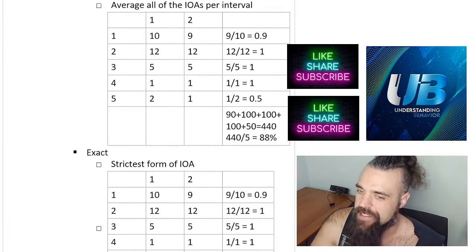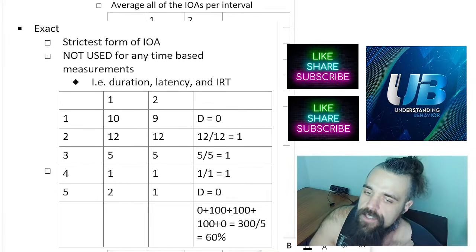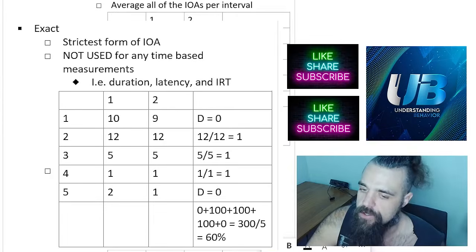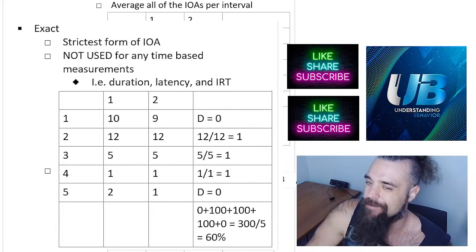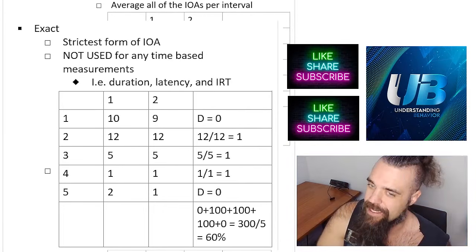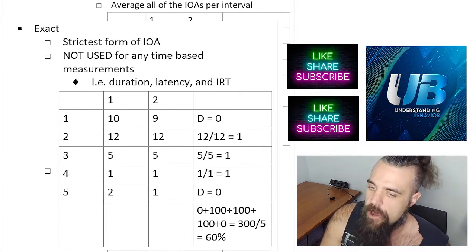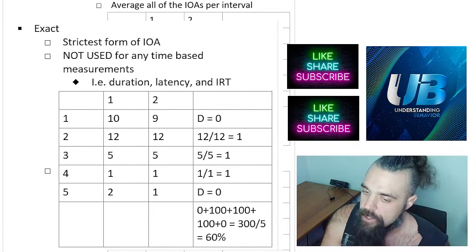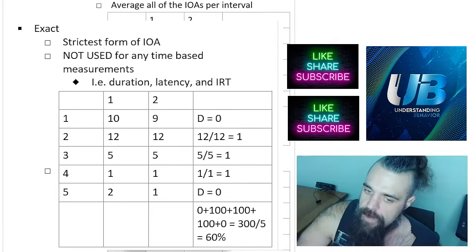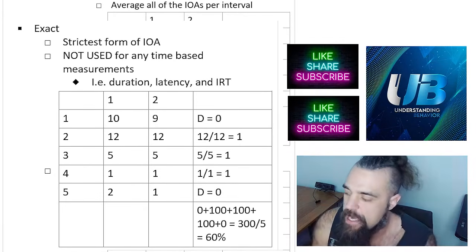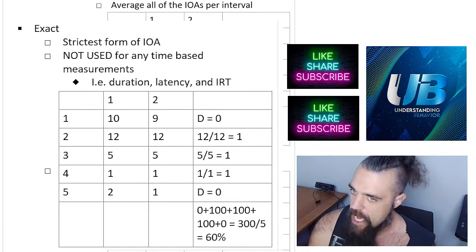So, this is going to be intervals 1 and 5. So instead of doing 1 divided by 2, getting the total for the interval, it's a disagree, which equals 0. Same thing for interval 1 here, disagree equals 0. Now we're going to do the same exact thing: 0 plus 100 plus 100 plus 100 plus 0. 300 is our total. And again, we observe 5 total intervals, so we're going to divide by 5. And now we get 60% IOA when we do exact IOA.